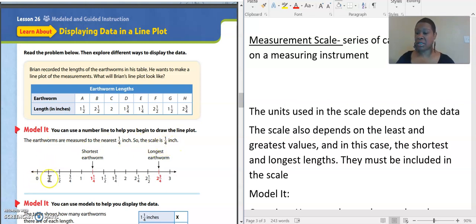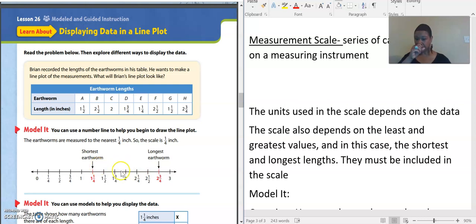So you have your scale, your number line, in 4 parts: 1, 2, 3, 4. Again, 1, 2, 3, 4. And down below it's 1/4, 1/2, 3/4. Then you have a whole, 1/4, half, 3/4, and another whole. So we're going to find out the shortest earthworm, they say, is 1 inch and 1/4. The longest earthworm is 2 inches and 3/4.